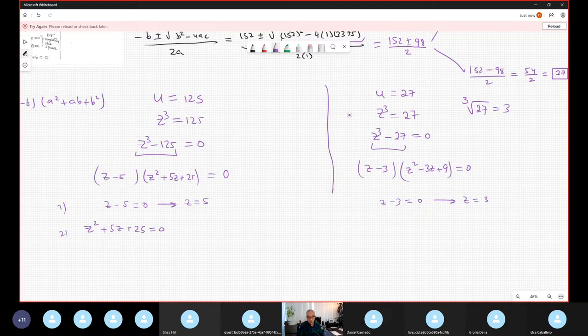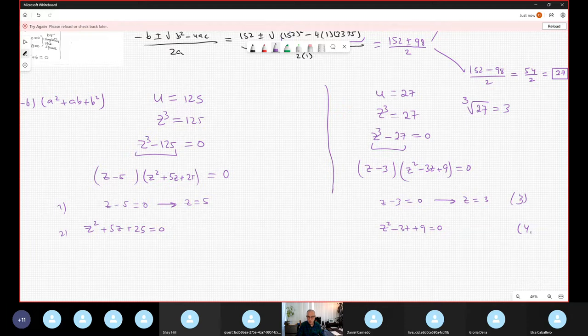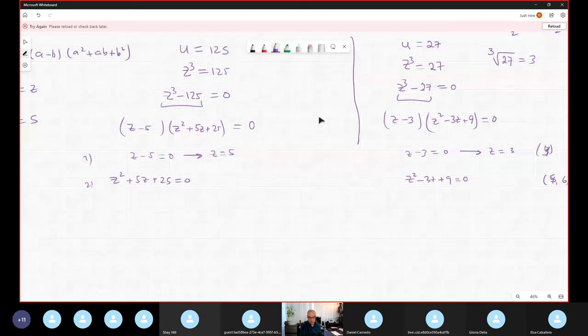That is the third solution, and we have the equation z squared minus 3z plus 9 equal to 0, which is quadratic and gives me the fourth and fifth solutions. Let's see, 1, 2, 3, 4, two solutions. So this is the third solution, and the fourth and fifth. How many solutions? There are 6 solutions, no? We have 3, 4, 5, and 6. Okay, I expect complex solutions.